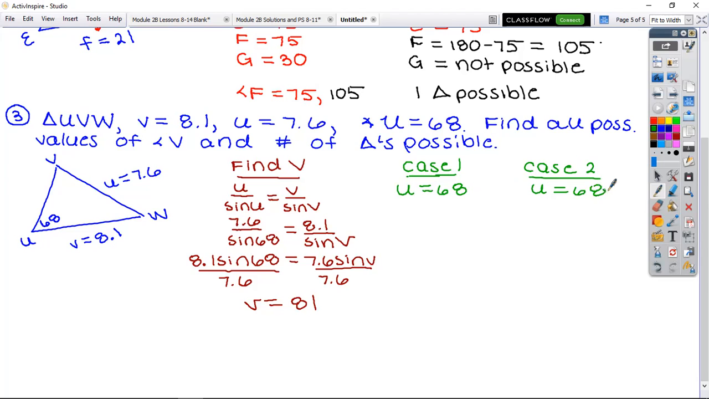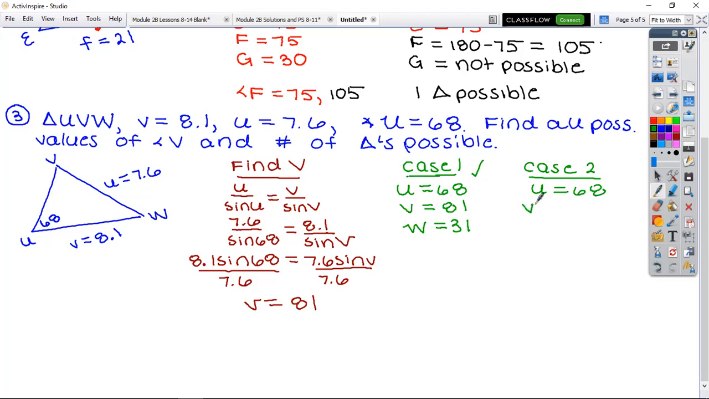Next, I found angle V is equal to 81. Is there enough left over for W? There should be. 180 minus 68 minus 81 is 31. So good to go on that side.